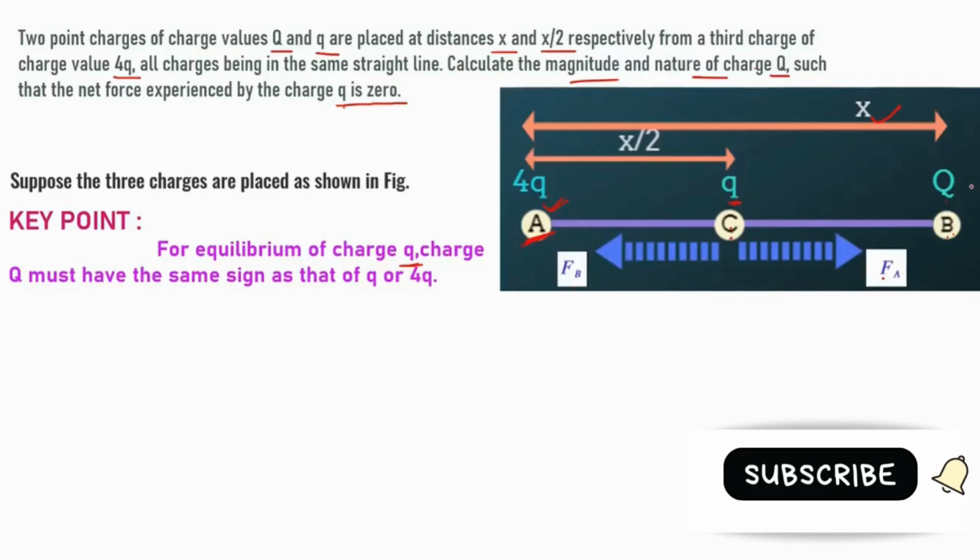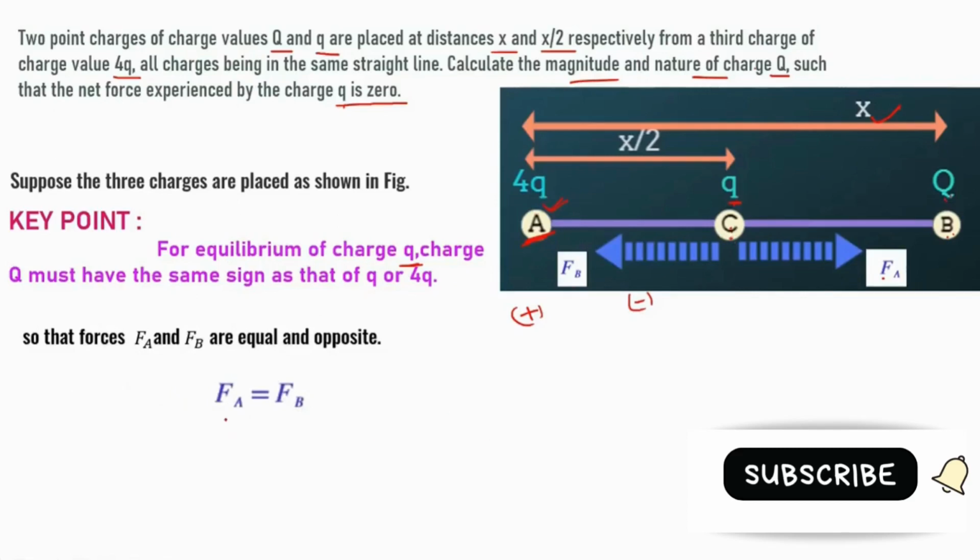So what will be the sign of capital Q? The sign of capital Q must be the same. Here again we are not mentioning that the sign should be positive or negative. Here we are just mentioning that the sign of capital Q, which is at B, must be similar to the sign of 4q, which is placed at A. So this one will be your key point. It is not opposite, otherwise the charge at C will not be in equilibrium.